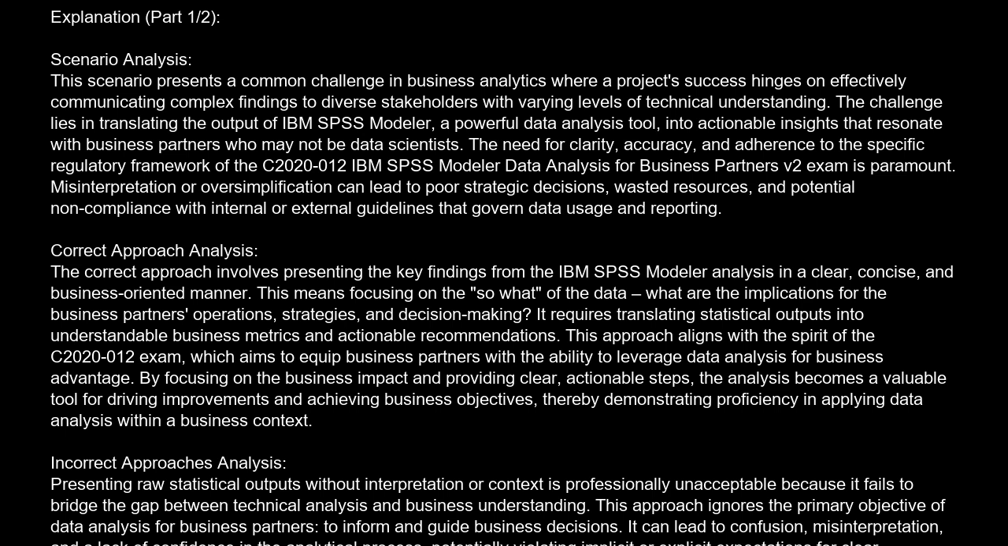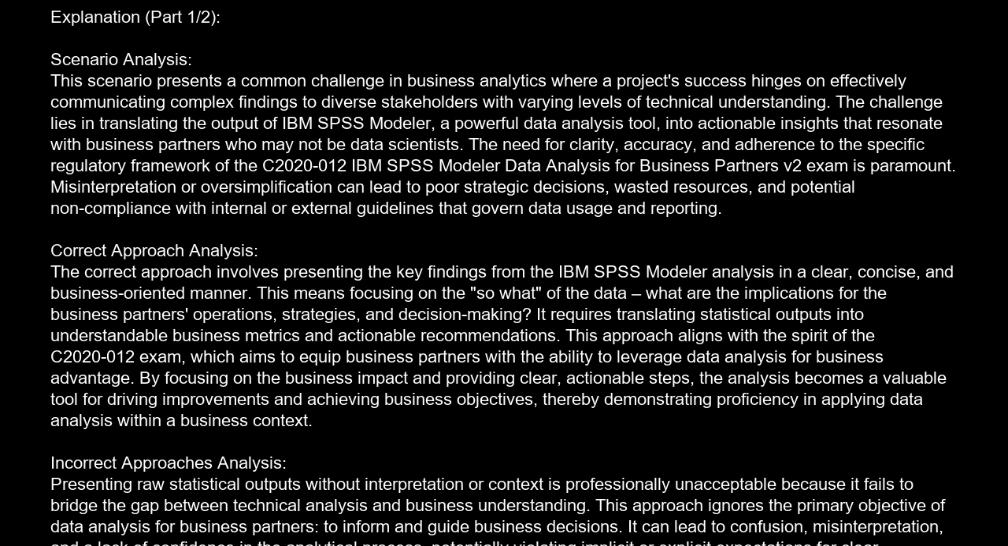This approach aligns with the spirit of the C2020-012 exam, which aims to equip business partners with the ability to leverage data analysis for business advantage. By focusing on the business impact and providing clear, actionable steps, the analysis becomes a valuable tool for driving improvements and achieving business objectives, thereby demonstrating proficiency in applying data analysis within a business context.